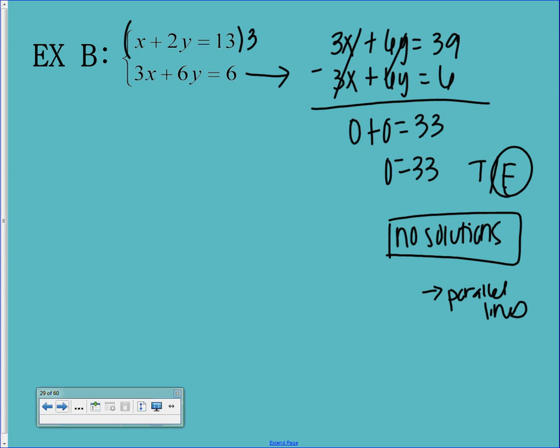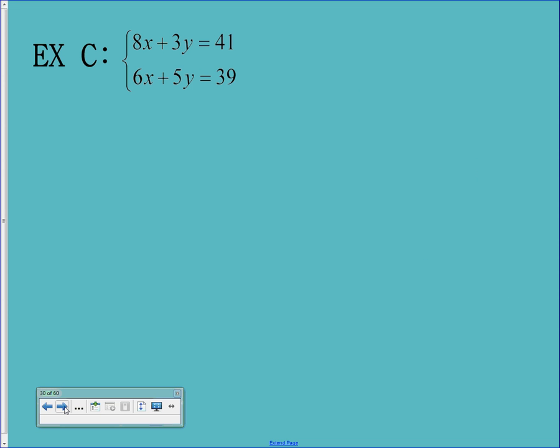Okay, let's try another one. Example C, 8x plus 3y equals 41, 6x plus 5y equals 39. This one's a little trickier because I'm going to have to multiply both equations by a value in order to get them to cancel. So I'm going to multiply my top equation by 5, leaving me with 40x plus 15y to equal 205.